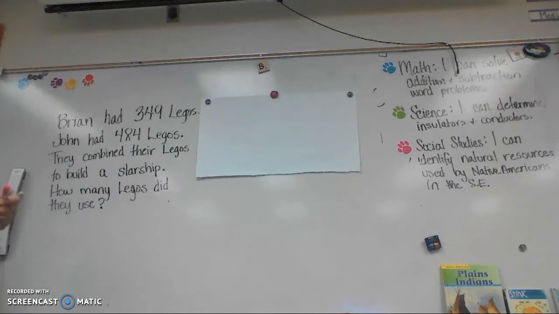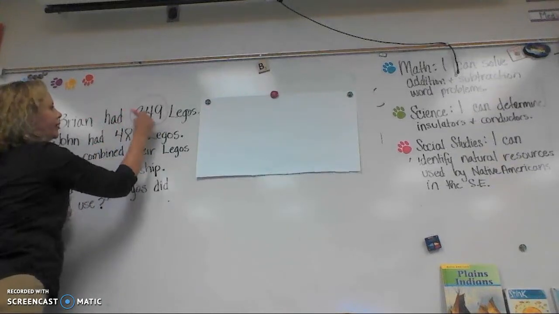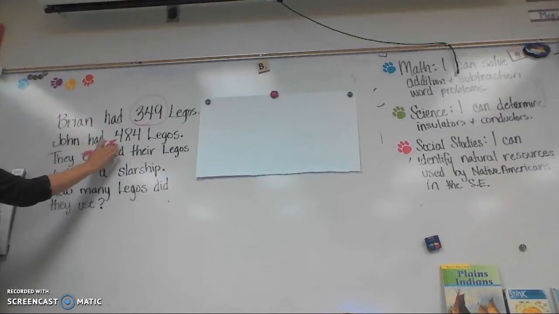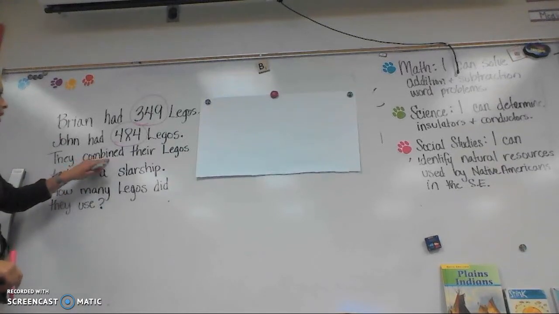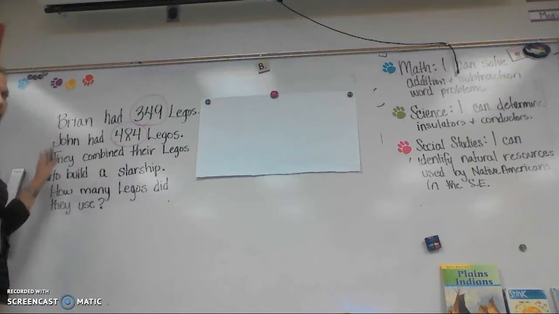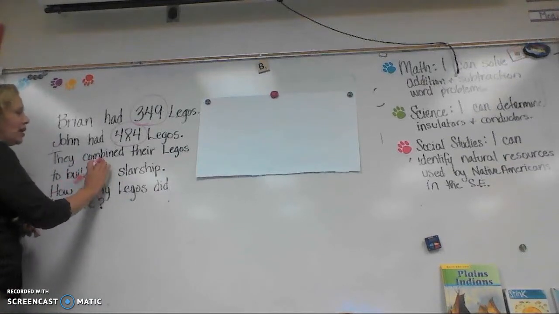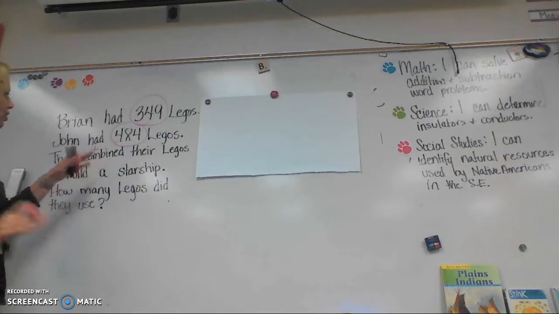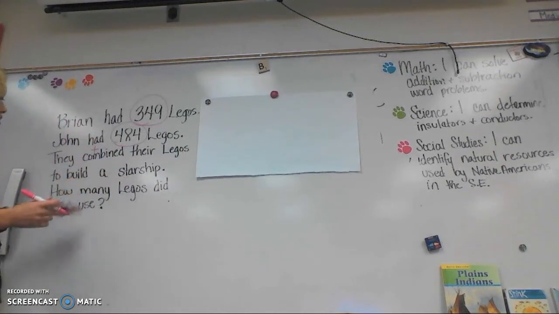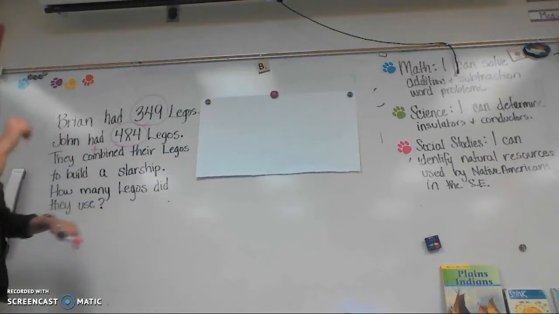Okay, that's a lot. Let's think about this. So Brian had a lot of Legos. He had 349 Legos. John had even more Legos. Wow, John has been collecting a lot of Legos. He has 484 Legos. Now it says they combined their Legos because they wanted to build this ginormous starship. Combining is addition. So I know that's addition because I'm putting them together to build this starship. And then my question, how many Legos did they use? Okay. So after I combine them, then I could find out how many Legos they would use.